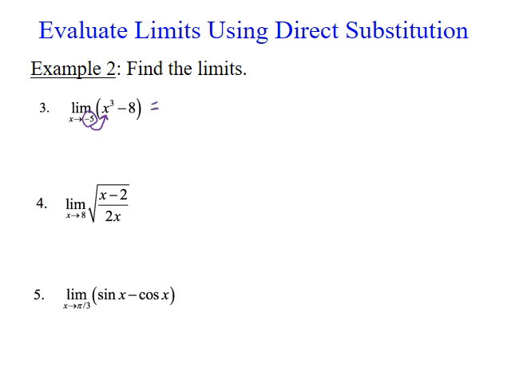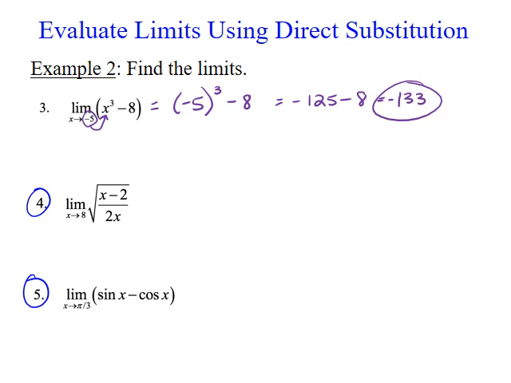So this limit is equal to -5 cubed minus 8. When we evaluate this, we have -125 minus 8, which is equal to -133. Not so bad. Go ahead and pause this and try to do number 4 and 5 on your own.